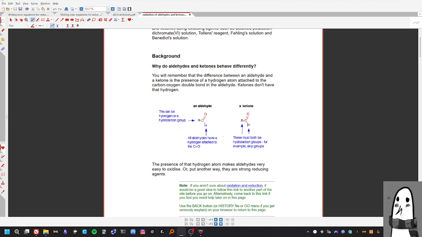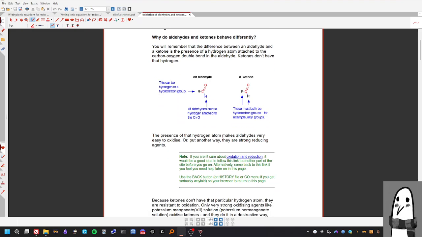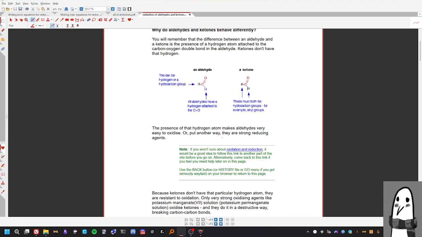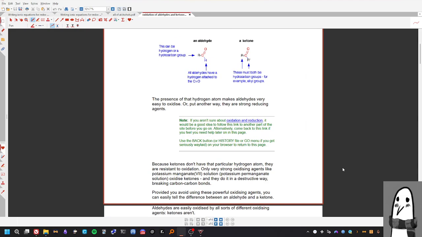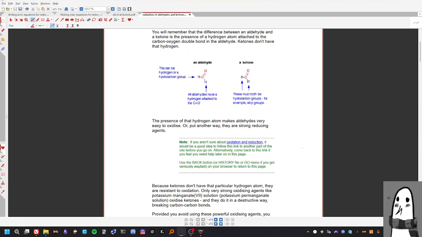Now, first of all, why do they behave differently? The main difference is because of the presence of the hydrogen atom attached to the C=O double bond in the aldehyde. Ketones don't have that. And the presence of that hydrogen atom makes aldehydes very easy to oxidize. Or put another way, they are very strong reducing agents. I mean, I kind of can imagine this, since there's an H. Let's see this.